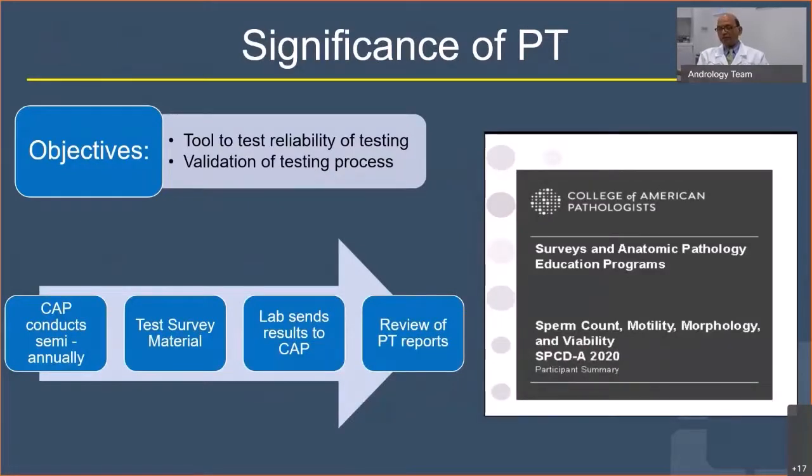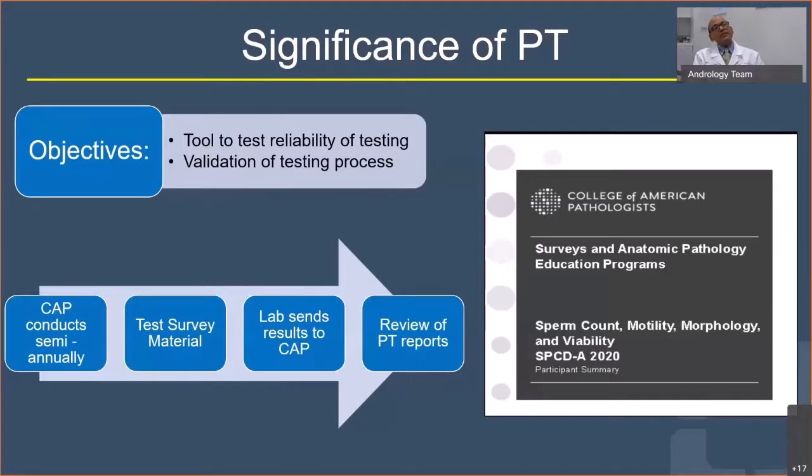So as the name suggests, proficiency testing. So I want to draw your attention, proficiency, as the name suggests, is do you have the skill or the ability or the expertise to conduct the tests that are offered to the patient? In other words, is the laboratory technologist proficient or capable or skilled to conduct the test? And that is, in simple terms, the proficiency testing. And the objective is to have a test which is reliable and we can validate the testing process.